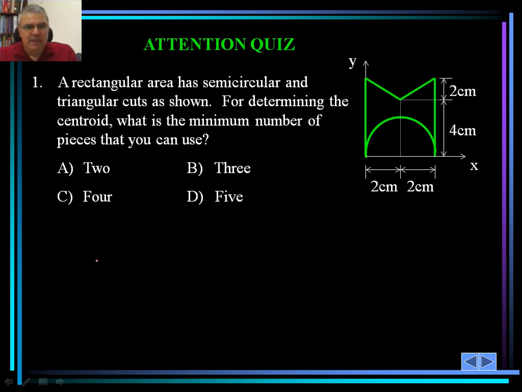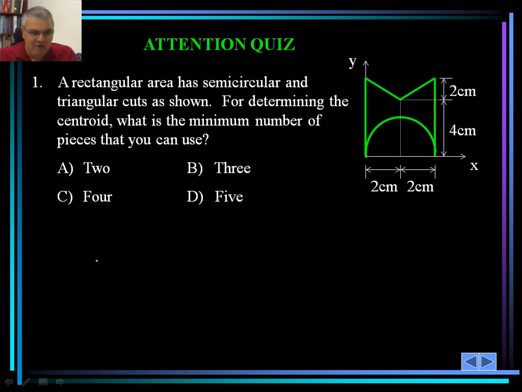Let's take a look at a quiz before we wrap this section up. A rectangular area has semicircular and triangular cuts as shown. For determining the centroid, what is the minimum number of pieces? And you can choose 2, 3, 4, or 5. If you look at this, this is for determining the centroid. What is the minimum number of pieces that we can use?